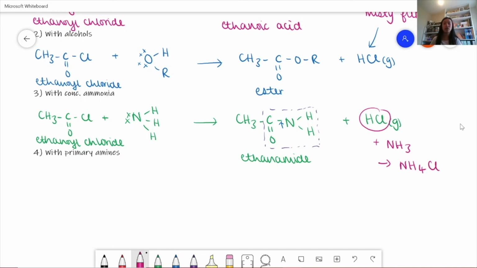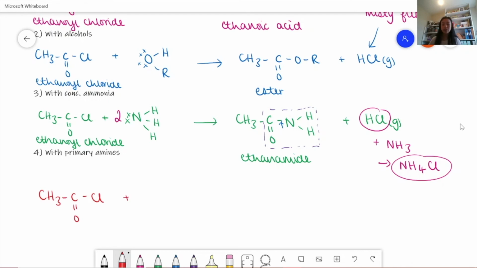And this is really important to remember because actually 2 things happen in this reaction. And so the overall reaction is that ethanoyl chloride will react with 2 moles of this ammonia to form ethanamide and also this NH4Cl. So now we're going to look at primary amines. And we have, again, ethanoyl chloride.